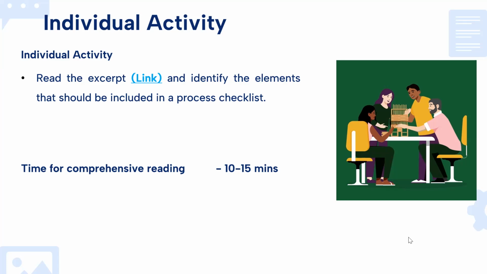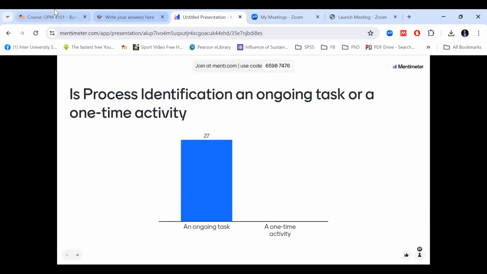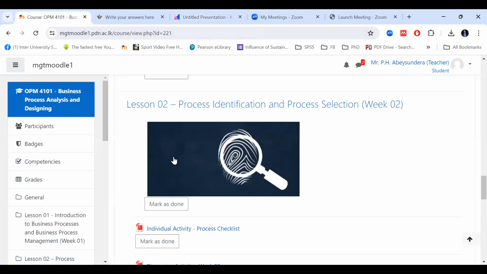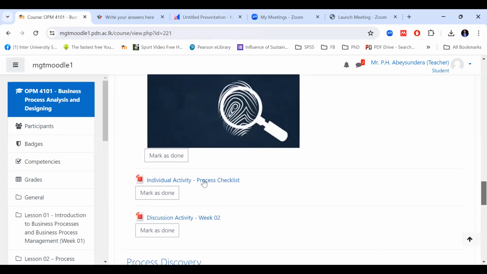Those who can access Moodle now itself, you can go to Moodle, and there is a thing called individual activity. I will show that one. You can download from there itself. Under lesson 2, I have uploaded individual activity process checklist. You have to download this one. Once you download, you will have a PDF like this. Just give me a minute.